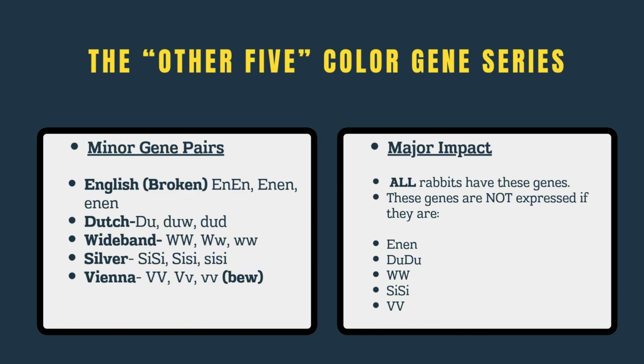The other five color gene series are minor gene pairs. All rabbits have these genes: the English, which is the broken gene, Dutch, wideband, silver, and Vienna. The Vienna is lowercase v, which equals a blue-eyed white. These genes are not expressed if they are capital En, lowercase en, capital Du, lowercase du, capital W, capital S, lowercase i, capital S, lowercase i, and capital V, capital V.